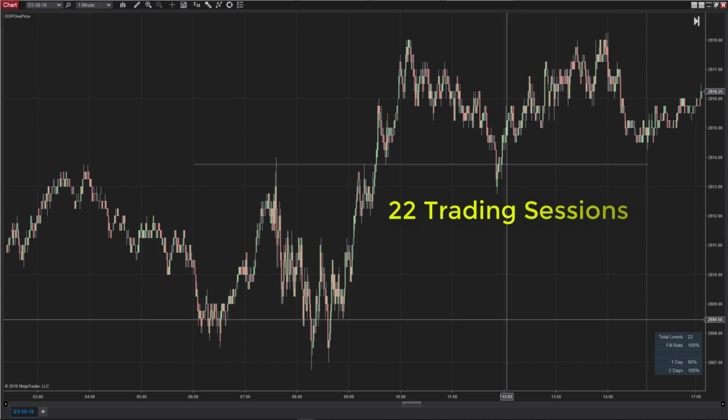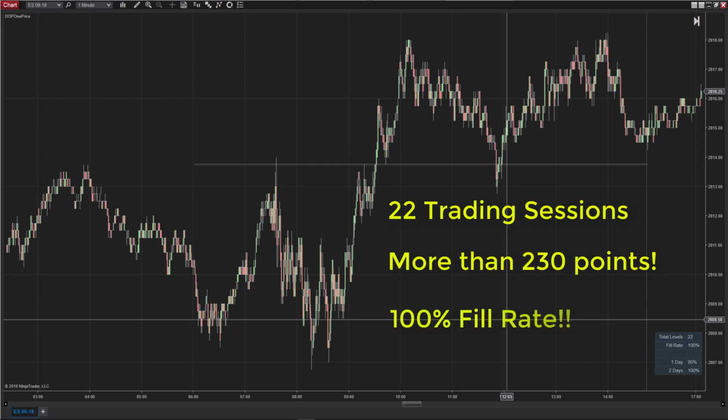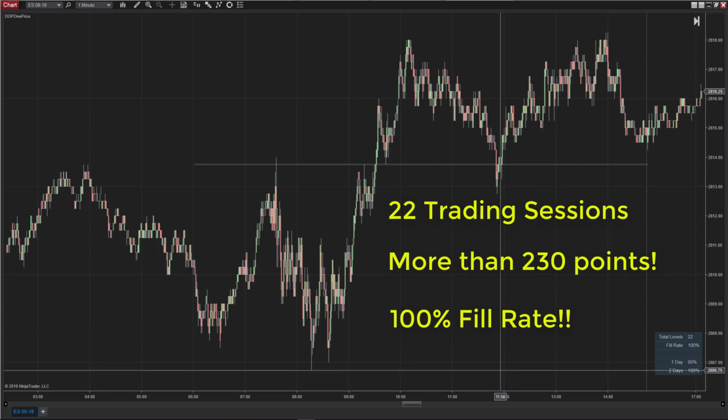So 22 trading sessions, over 230 points, 100% fill rate during the month of July, and there are no indicators, no squiggly lines you have to try to figure out what they're doing. We don't mess with any of that kind of stuff. All that stuff is lagging information, and it really does nothing but help you lose money. This is a tool that's extremely reliable. You can run any amount of data that your software can handle, and you can get the statistical performance.